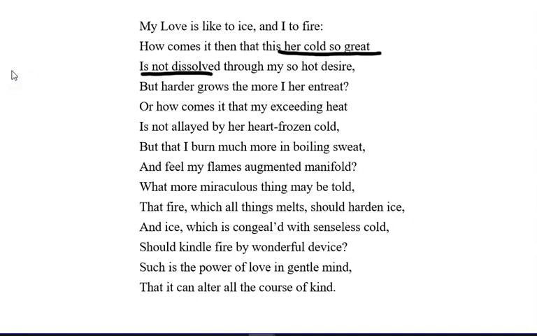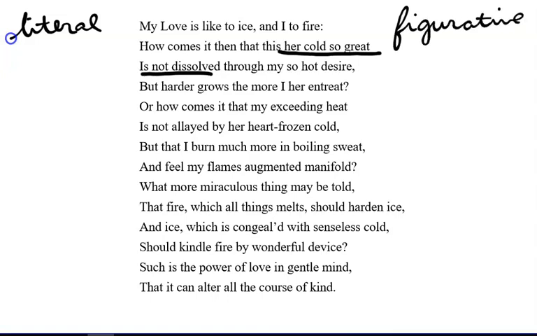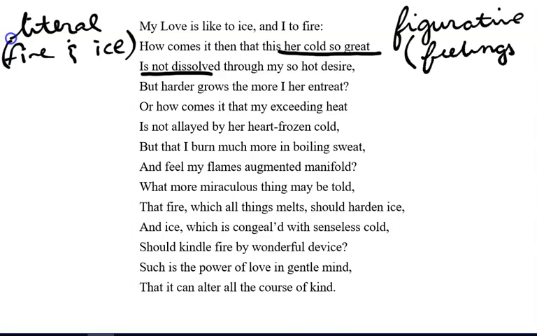The first part of this is, how comes it then that this, her cold, so great, is not dissolved through my hot, so hot desire? Now, whenever I look at this, on the left-hand side of the poem, I'm going to put, what is he literally saying? And then on the right-hand side, I'm going to put figuratively what it means. So, literal, figurative. The literal is going to be the fire and ice. What is he saying about fire and ice? And then the figurative is going to be, what is he saying about their feelings towards each other?